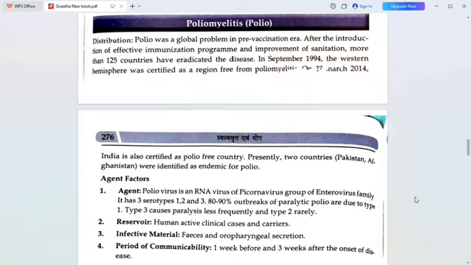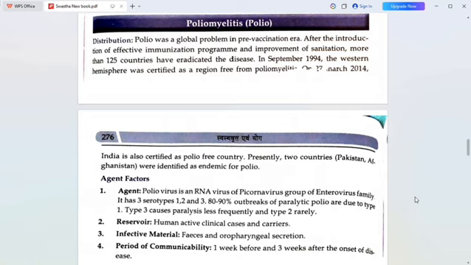The virus is mainly transmitted through the fecal-oral route, especially in areas with poor sanitation. Although most infections are asymptomatic, a small proportion progress to involve the nervous system where the virus damages motor neurons, resulting in acute flaccid paralysis. Thanks to global initiatives led by organizations like the World Health Organization, polio has been nearly eradicated worldwide. However, continued vigilance and immunization are essential to prevent its re-emergence.